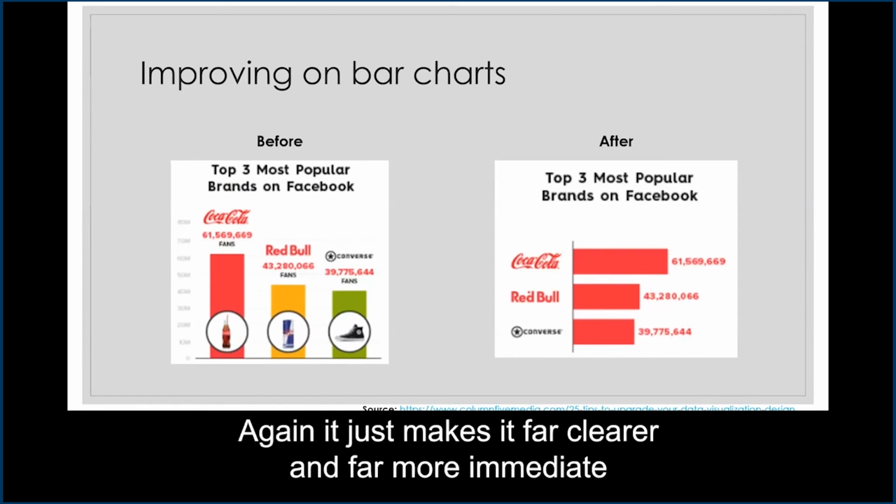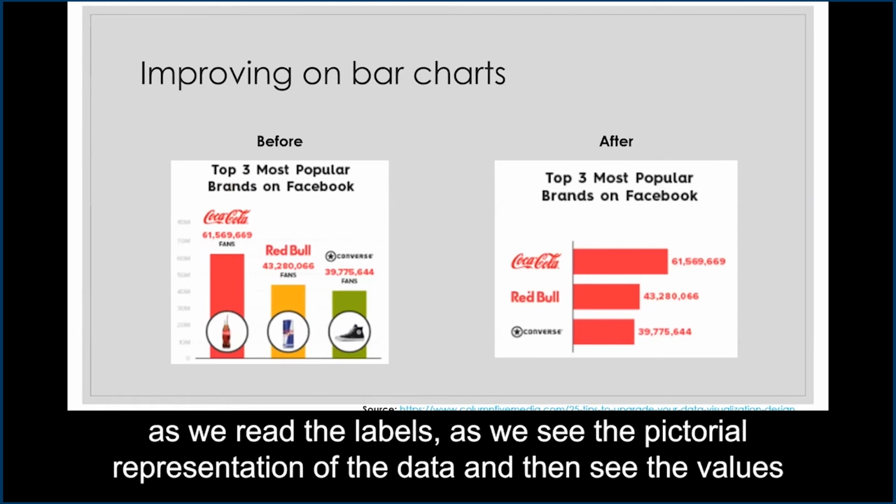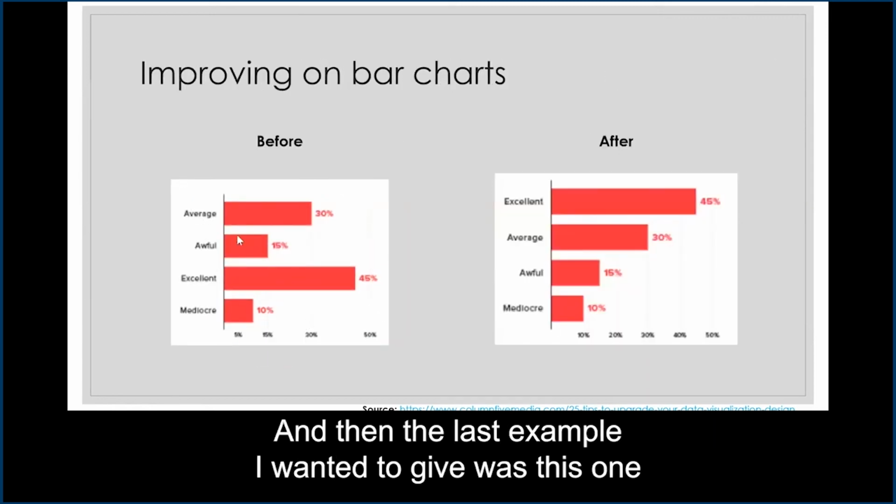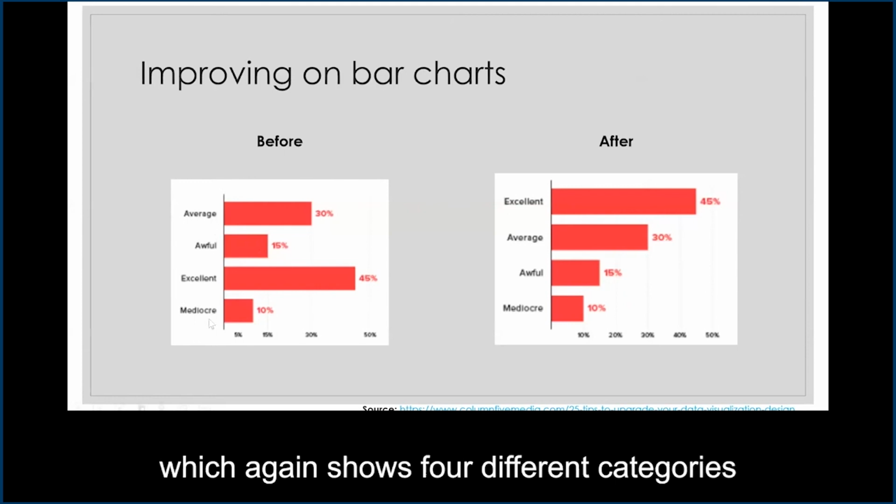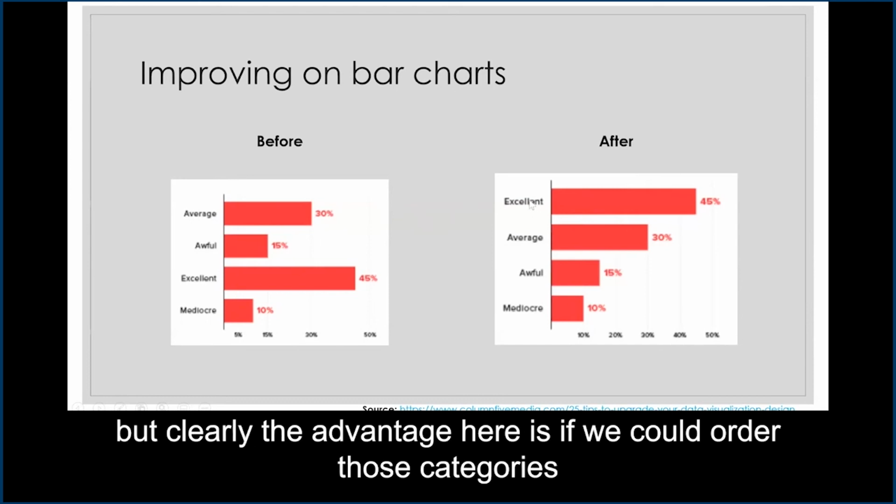And again, it just makes it far clearer and far more immediate as we read the labels, as we see the pictorial representation of the data, and then we see the X values. And then the last example I wanted to give was this one, which again shows 4 different categories, but clearly the advantage here is if we could order those categories.